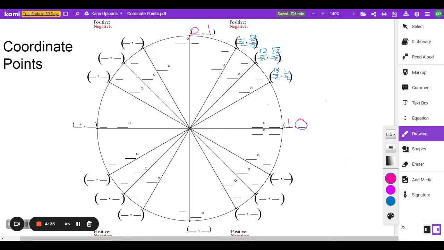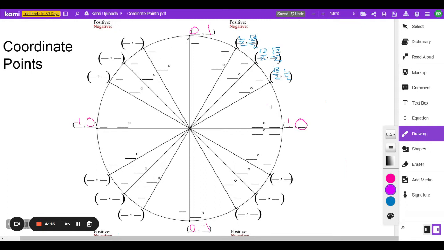Okay. This point over here is going to be across 1, but it's negative. So we're going to have -1, 0, and then at the bottom we will have 0 and then down 1, so -1. The first quadrant we did in the last video, please refer back to that.